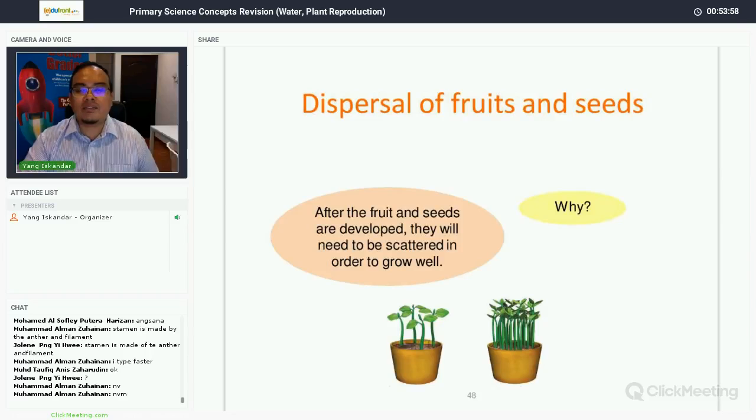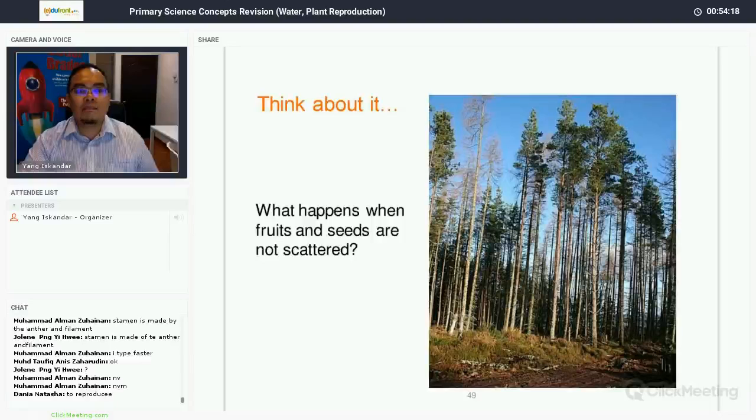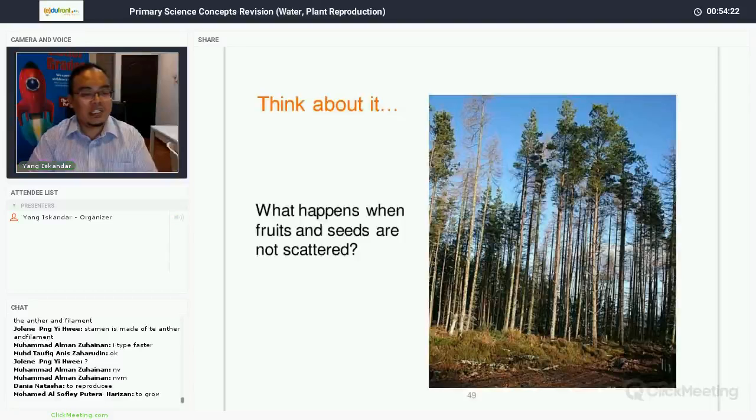Now, next process, after the fruit is developed, it grows bigger. So the next process, we need to disperse the seeds. Why do fruits and seeds have to be dispersed? It has to be scattered. What is the reason? Anyone? What will happen if the fruits and the seeds are not scattered? There will be over what?